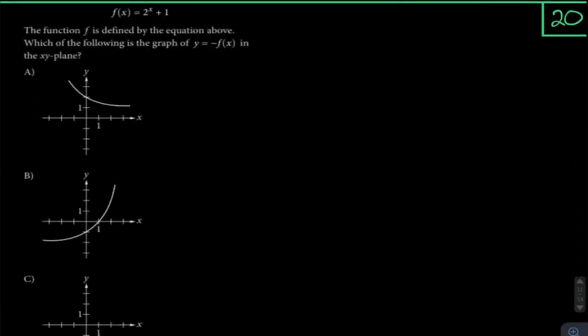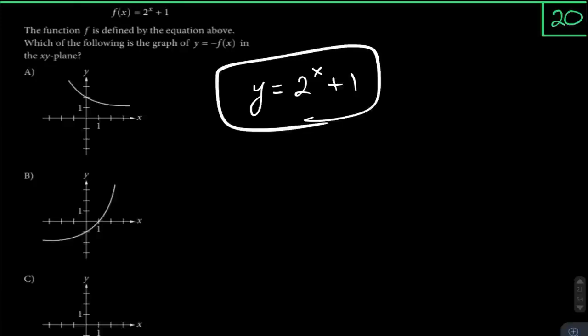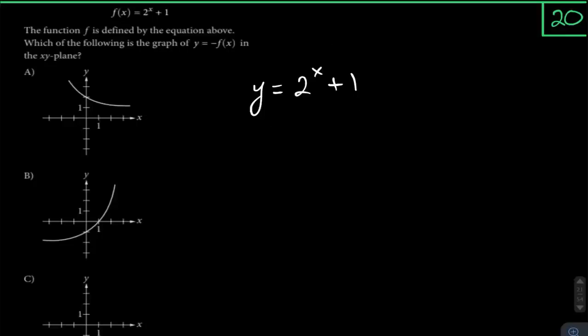Moving on to our last problem for this set of 5, we have an exponential function problem. Now, this problem says that f of x is 2^x plus 1. And then it's saying, okay, well, we're going to negate this whole thing. And so what's the new graph going to look like? To understand that, we need to know what this graph looked like to begin with. And that's just going to be a regular exponential graph. It's going to look like this.